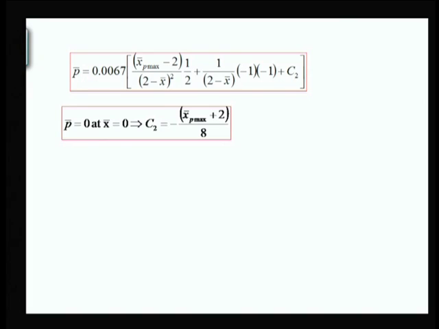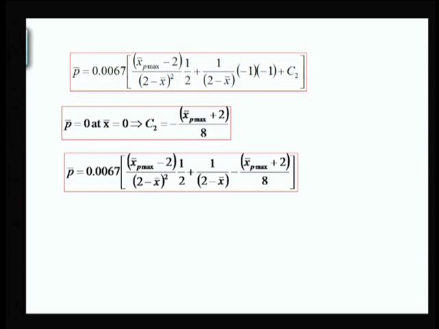We write the first condition: p bar is 0 at x bar 0. Substituting x bar as 0 and pressure as 0, and rearranging, the constant C2 will be negative, x p max, that is the location of maximum pressure, minus 1 divided by 2. Now, we can substitute this value in the expression to simplify it, and we get a result something like this.